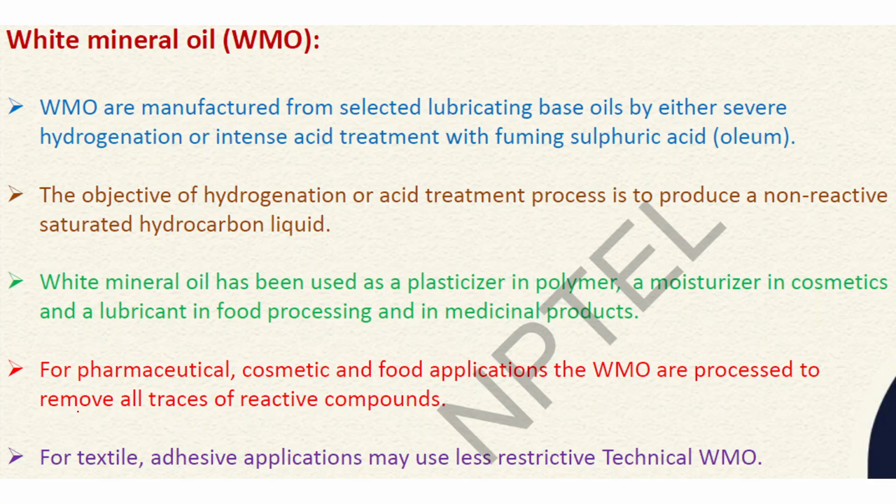The next one is the white mineral oil. White mineral oils are manufactured from selected lubricating or base oils by either severe hydrogenation or intense acid treatment with fuming sulfuric acid. This white mineral oil is manufactured from the lubricating base oil. If that lubricating base oil is either hydrogenated or acid treated, then we can get this white mineral oil.